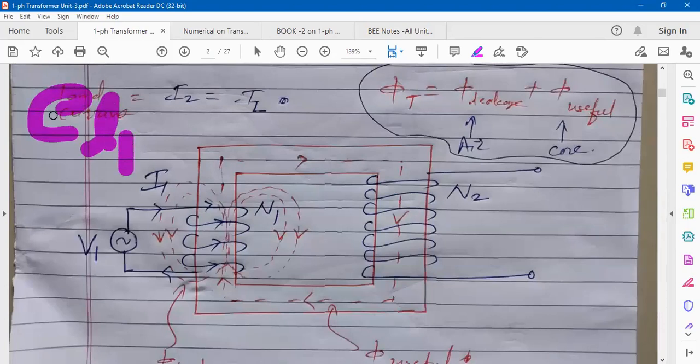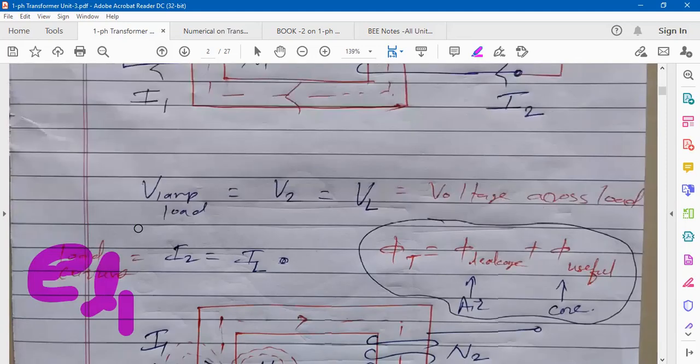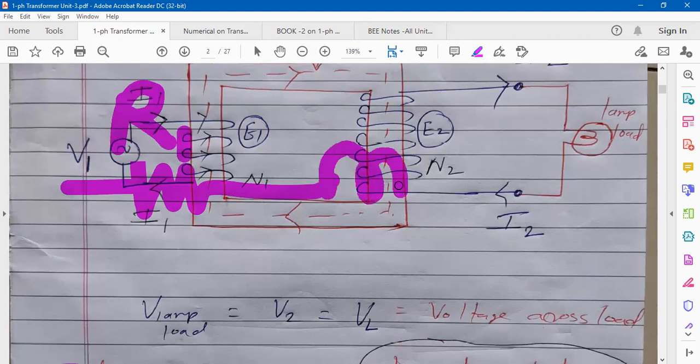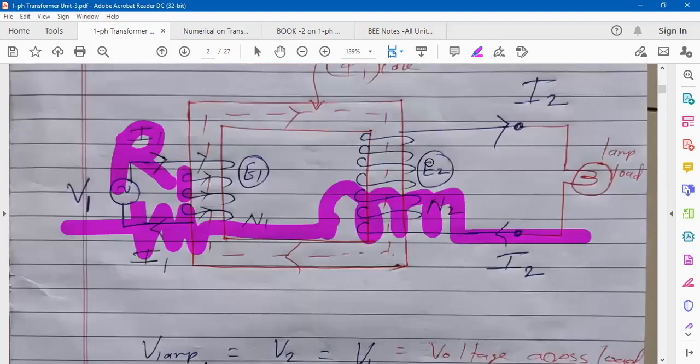So to consider this effect of induced EMF, along with the resistance of the primary winding, one leakage reactance is also considered. So the primary winding's equivalent circuit will be some resistance R1, which is very less, the copper winding resistance, and leakage reactance, that is also less. You can mark it as X1 or XL1. L stands for leakage. So this is the equivalent circuit of the transformer on the primary.